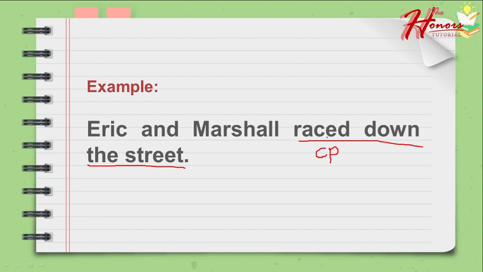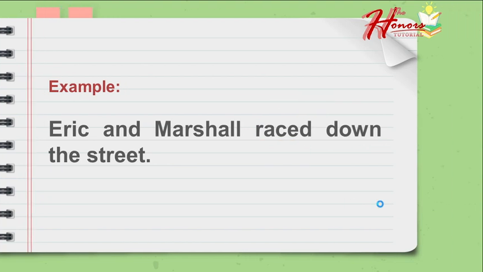So now, in this complete predicate, let's identify the simple predicate. So again, when we say the simple predicate, it is the main verb in the complete predicate in the sentence. Raced down the street. What do you think is the verb there? Of course, the correct answer is raced. So raced is our simple predicate. Is it clear? Alright, very good.